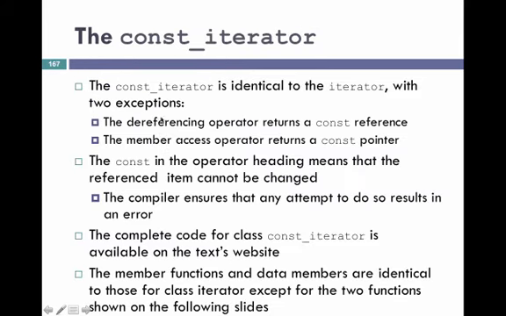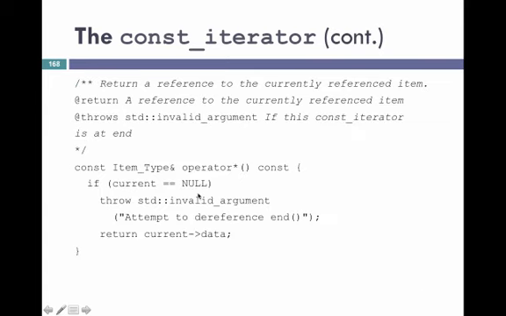Now the const iterator is identical to iterator except that the dereferencing operator returns a const reference and the member access operator returns a const pointer. The const in the operator heading means that the referenced item can't be changed, and the compiler ensures that any attempt to do so throws an error. And the complete code for the class const iterator is available on the text website, and the member functions and data members are identical to those for class iterator except for the two functions shown on the following slides.